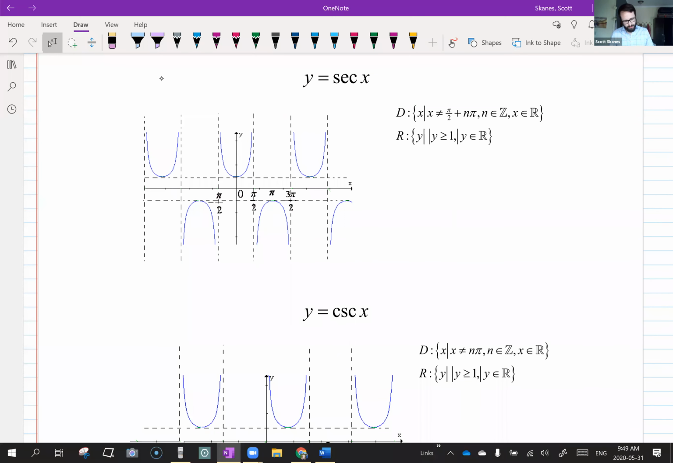I want to show you the other two, and then I'll summarize it. So secant. What's secant? Secant is 1 over what? Can you remember it? It's either 1 over sine or 1 over cosine. Which one is it? Students mix these up all the time. Cosine. Cosine, sir.